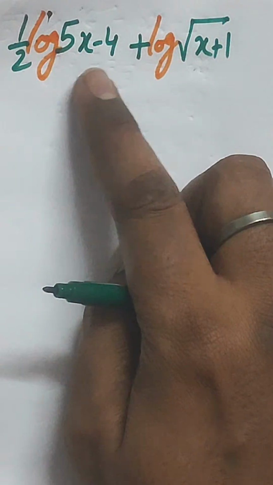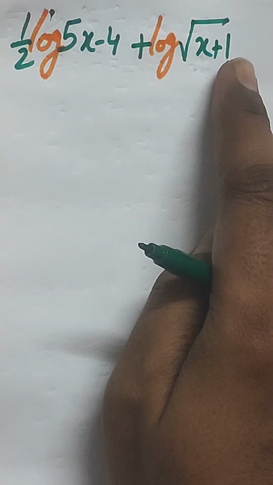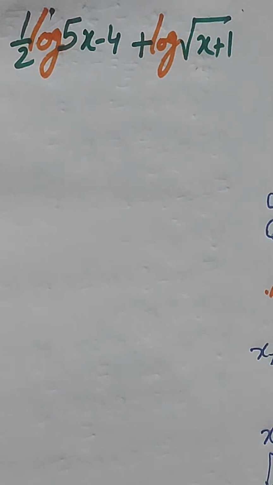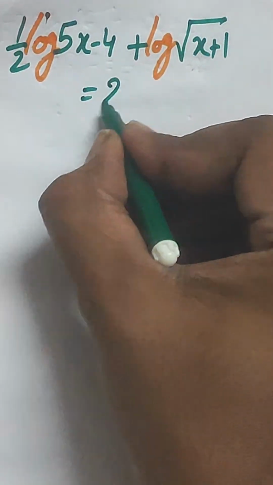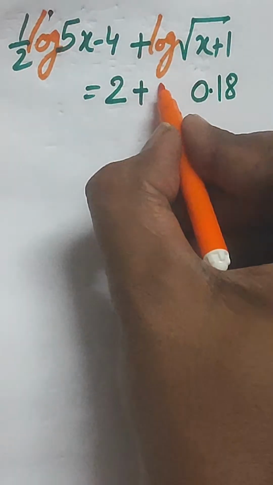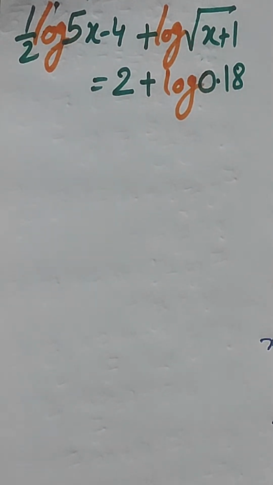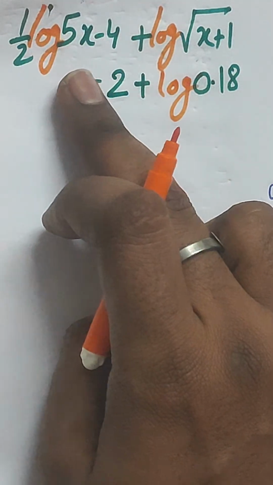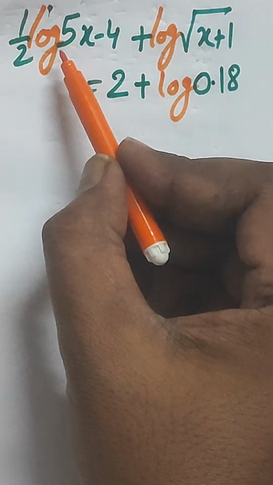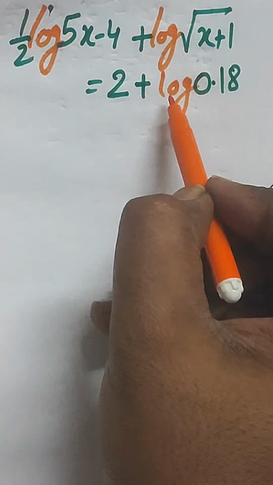Half log of 5x minus 4 plus log of root x plus 1, right, is equal to 2 plus log 0.18. So the question is this, right? To solve this question, how to go ahead, I will explain to you. Okay, so let me read out the question first once again. Half of log of 5x minus 4 plus log of root x plus 1 is equal to 2 plus log 0.18.